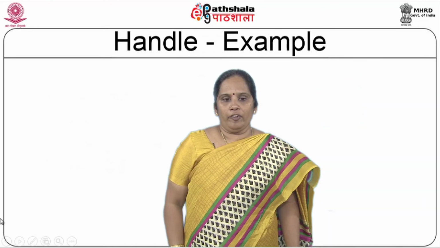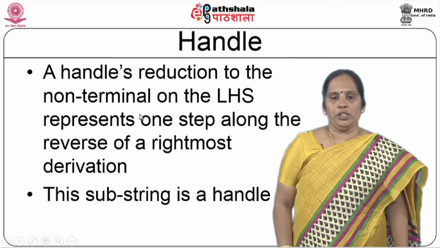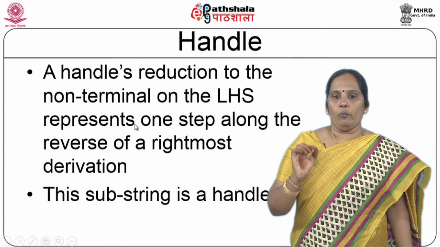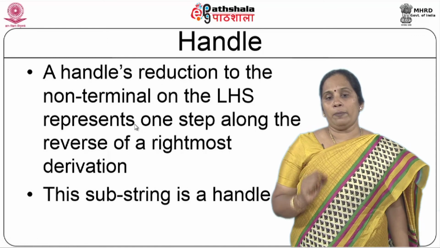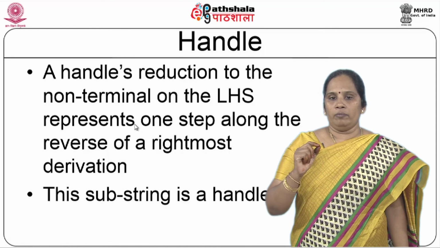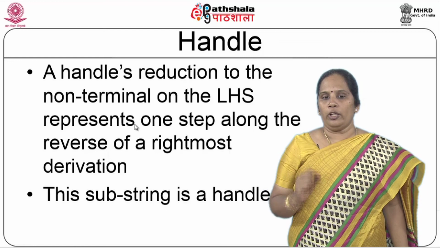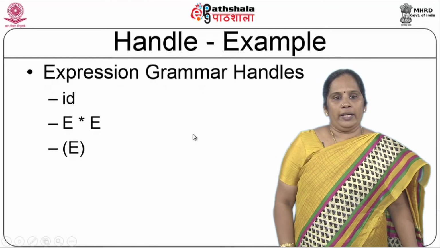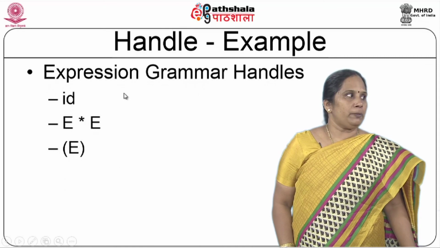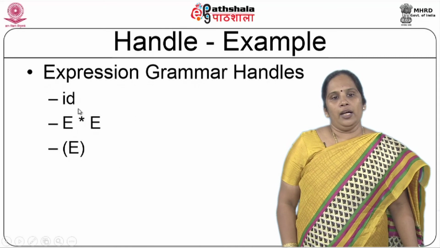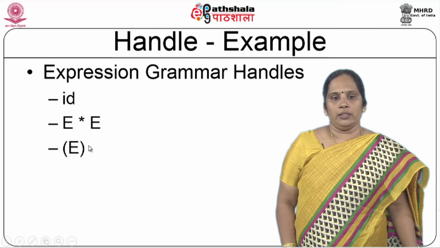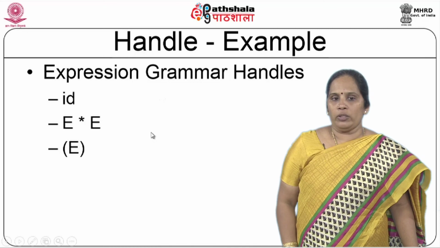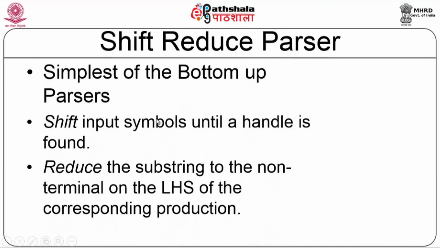To be very formal, here is one more definition: a handle's reduction onto the non-terminal on the LHS represents a one-step closeness in checking whether the string belongs to the language or not. This substring can be treated as a handle. Example, the expression grammar: the handles are ID, E star E, and parenthesis E close parenthesis. This grammar is ambiguous: E produces E plus E, E star E, etc.